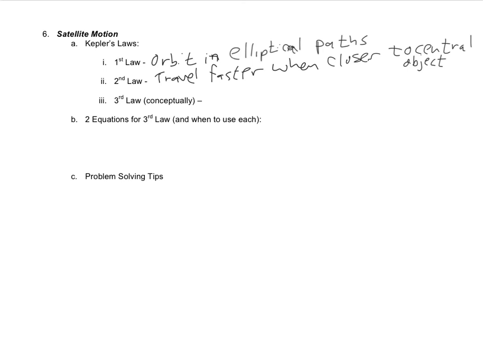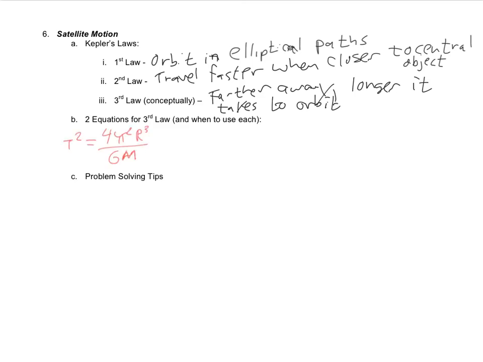And the third law, conceptually, tells us that the farther an object is away, whether it's a planet or a comet or whatever, the longer it takes to orbit, the longer the period is. So if we're looking at our planets, the closer the planet is, like Mercury is the closest, that has the shortest orbit, and the planets that are much further away, like Neptune and Saturn, have much longer orbits because they're farther away. Mathematically, for that third law, we have two equations that we're going to use.